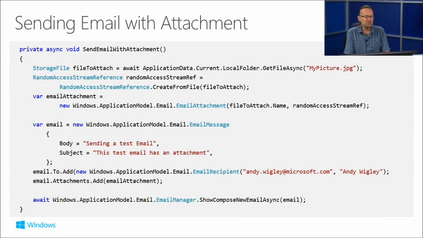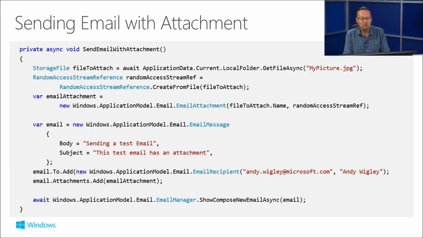In this example, we've got a storage file where we're getting a file that's in the app's local storage at the moment, LocalFolder.GetFileAsync. When you do this with an email attachment, it needs one of these RandomAccessStreamReference objects. Fortunately, they're very easy to create from a file. You just call RandomAccessStreamReference.CreateFromFile and pass it that storage file object. That will give a random access stream into it, and then you can new up an EmailAttachment object, give it the name, and pass it that random access stream object.